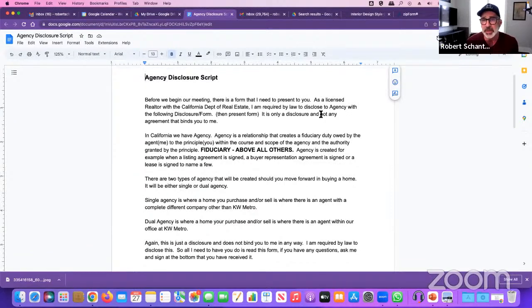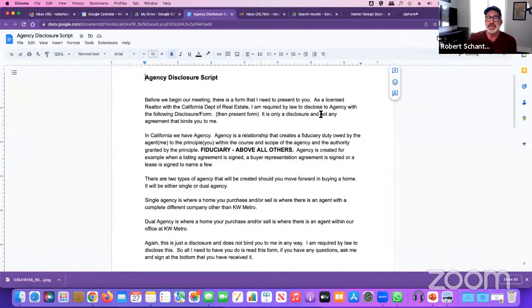Agency is a relationship that creates a fiduciary duty owed by me to you, the principal, within the course and scope of the agency and the authority granted by that principal. In other words, the fiduciary means I put you above all others. Agency is created, for example, when a listing agreement is signed, a buyer representation agreement is signed, or a lease is signed, to name a few.